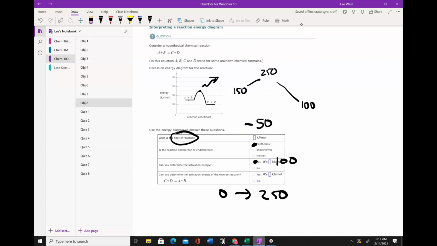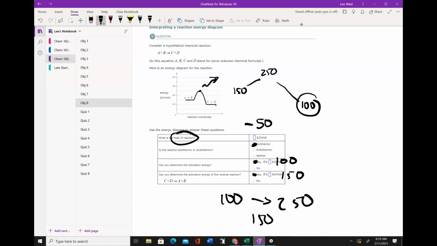Okay. What about if we wanted to go the reverse direction? What would be the activation energy? Well, that would mean that I'd have to go from 100, where the products are, up to 250. So 100 up to 250, that's a change of 150. So the activation energy for the reverse reaction is a lot higher. It's a third higher. Okay, good.